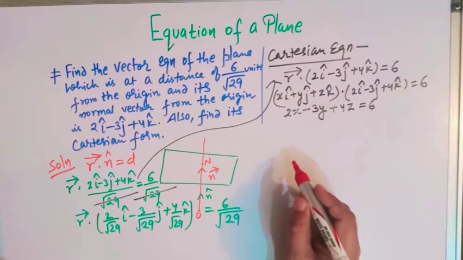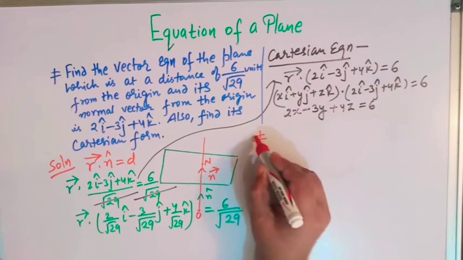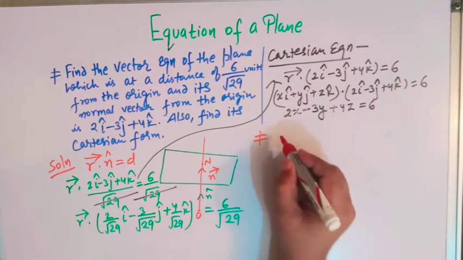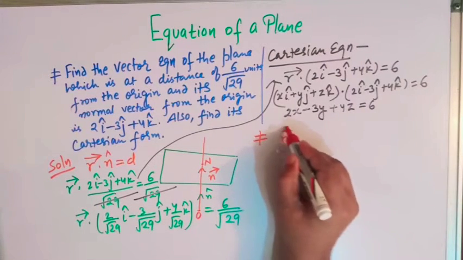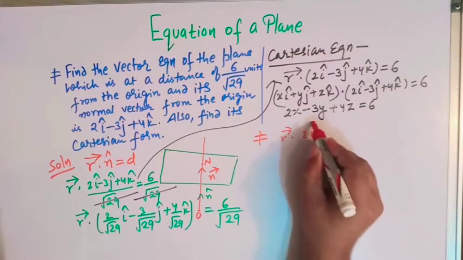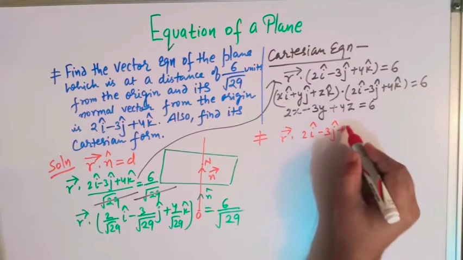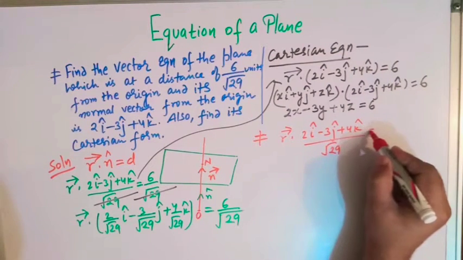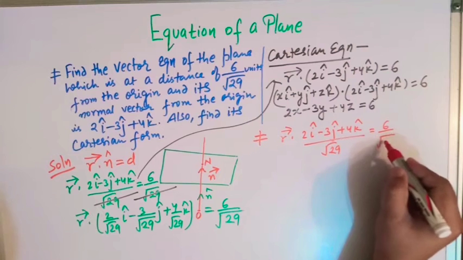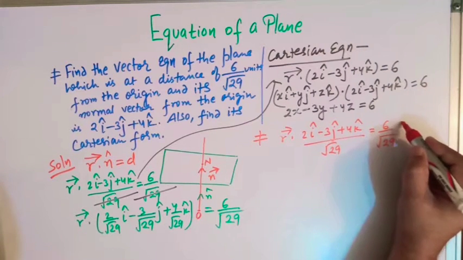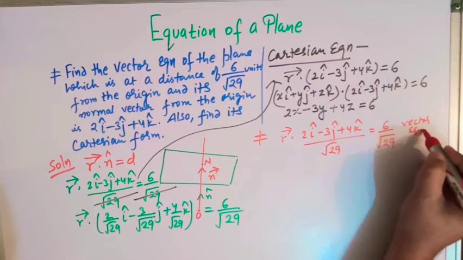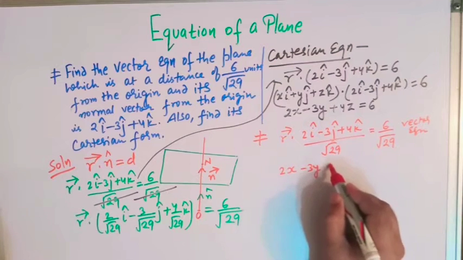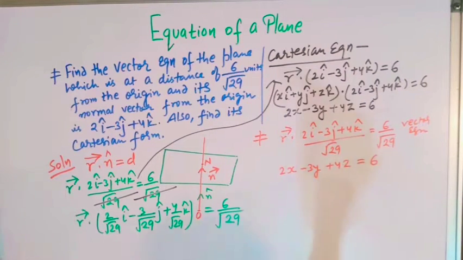Now viewers, here I would like to mention an important point, that the Cartesian equation is given by, see, this is given by r dot (2i cap minus 3j cap plus 4k cap) divided by square root of 29 is equal to 6 over square root of 29. So this is the vector equation, right? And the Cartesian equation is 2x minus 3y plus 4z is equal to 6, right?